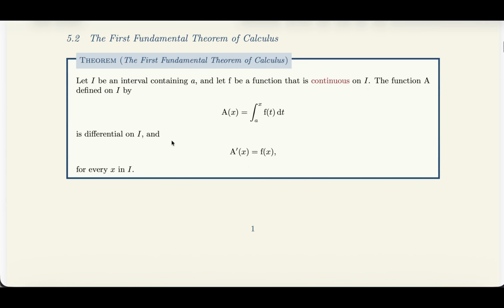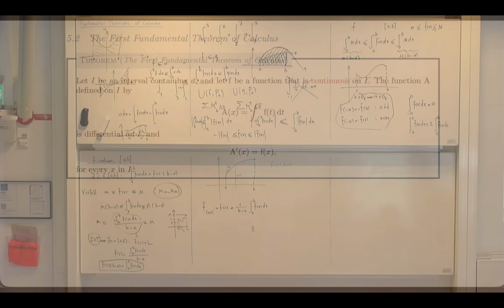It's an extremely important part here. So let me read it for you. Let I be an interval containing a, and let f be a function that is continuous on I. I have written it in red. The function A, capital A, usually we call it the area function, defined on I by this formula is differentiable. Oh, that is a mistake. It should be differentiable. I will fix it. It's a typo. It's differentiable on I, and the derivative of it is equal to f of x for every x in I.